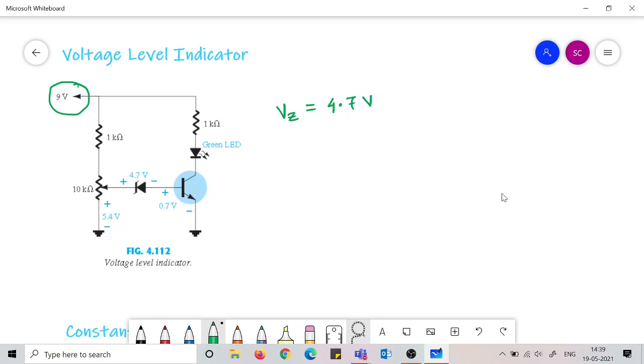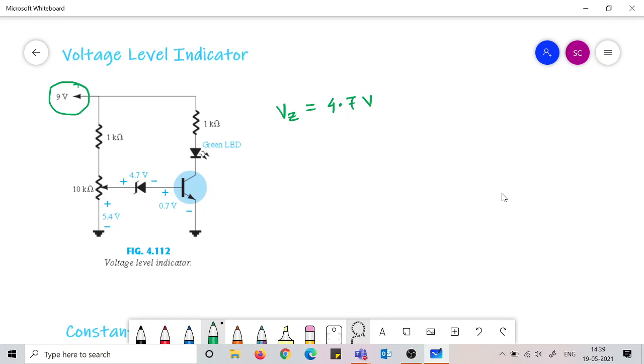So there must be some voltage which is driving the current, and there is some Zener resistance also. So some current should be driven. So it is very near to 5.4 volt. Now when this is established, what happens? There is a base current, and hence there will be a collector current coming through here, which will glow this green LED. The green LED will start glowing because of the collector current.